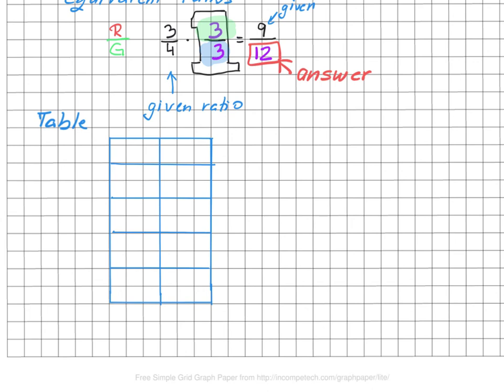Okay, now that my table is done, you guys pause the video, please, and copy down the table before you proceed. Now that the table is done, I'm gonna put what I'm comparing inside the table. I'm comparing red M&Ms, so it's gonna be red M&Ms, and they are compared with green M&Ms.